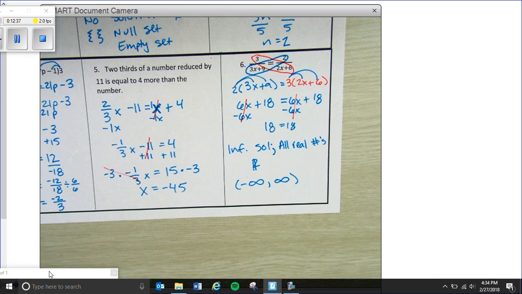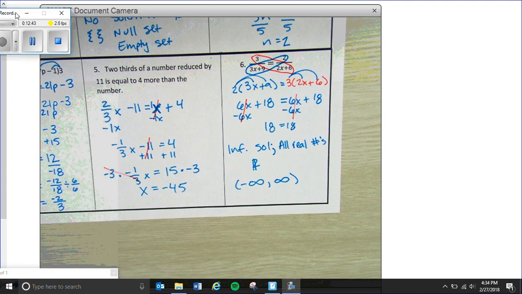Those are all of our we do examples, so if you don't have any questions, you can go ahead and start your you do's. Once you're done, please raise your hand and one of us will come around to check you.